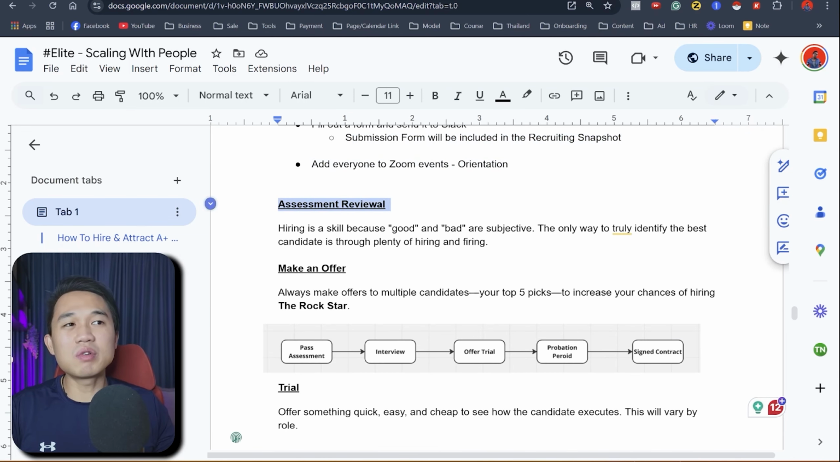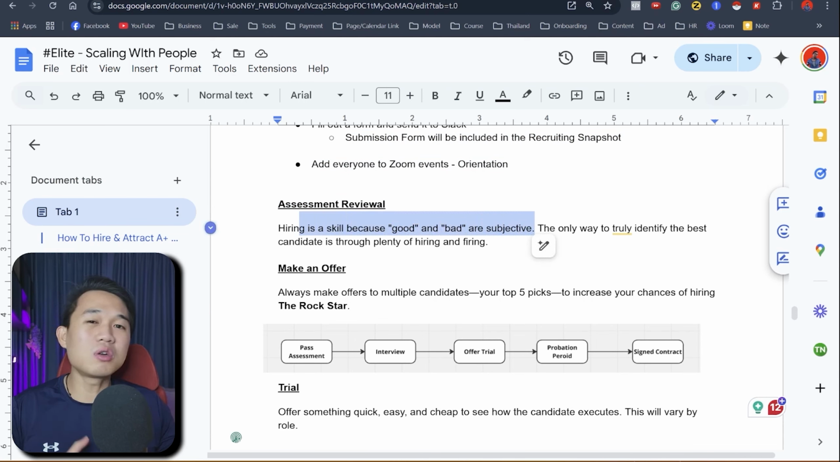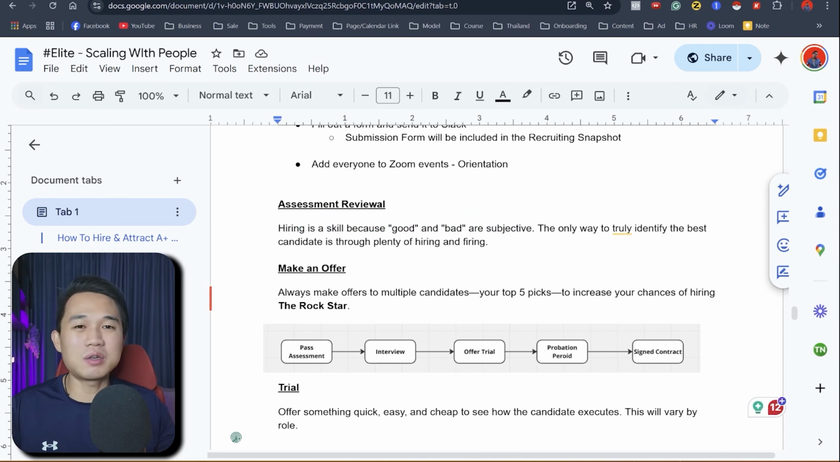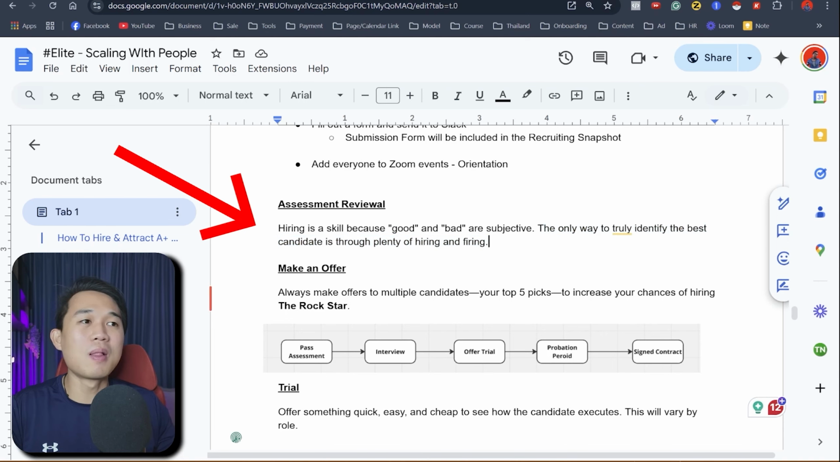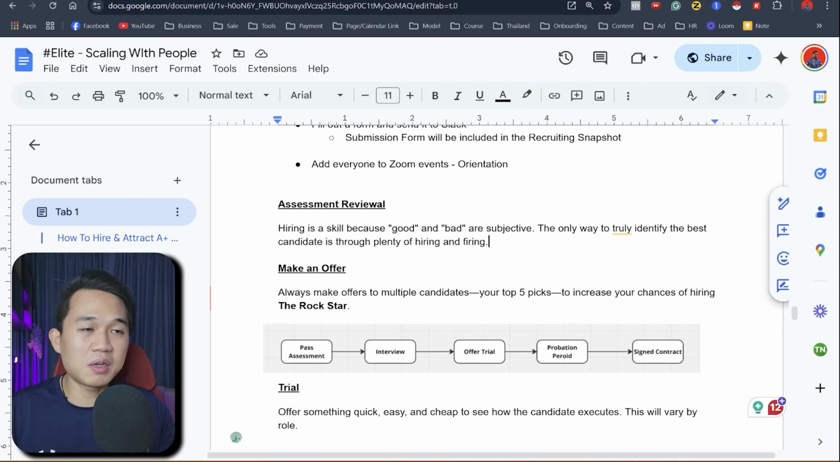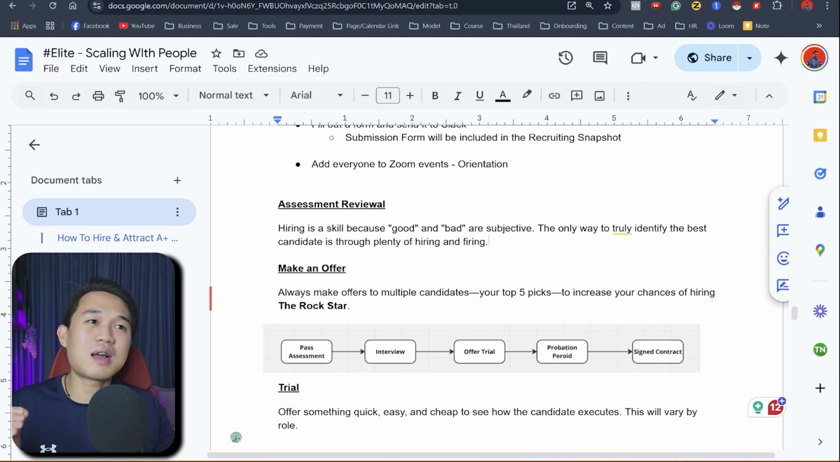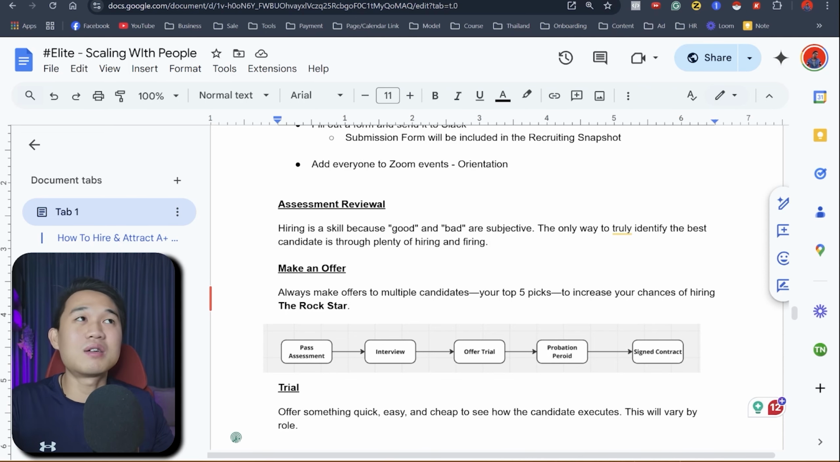When it comes to assessment review, hiring is a skill because good and bad is very subjective, right? You don't know what's good and you don't know what's bad until you get burned or you get someone really good and then you know, oh, this guy's really good. The only way to truly identify the best candidate is through plenty of hiring and firing. So I have done that a lot myself. You talk to many agency owners who scaled up to 7-figure or multiple 6-figure, the amount of hiring and firing that they do is in the 100 marks, right? So this just comes with time. And don't be sad and don't be upset that you won't get the right hire straight away, right?